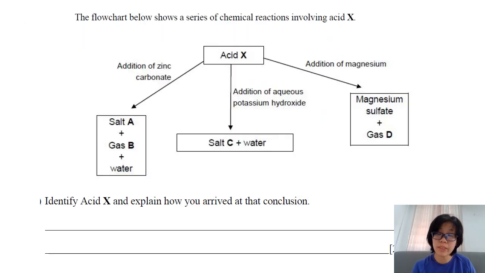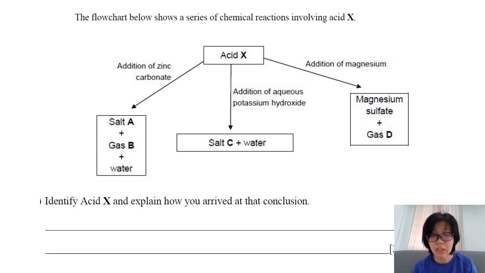Okay, so besides MCQ, we also have this open-ended question. So we recall again what we learned: acid plus carbonate gives salt plus carbon dioxide plus water, acid plus metal gives salt plus hydrogen, acid plus base or acid plus alkali gives salt plus water. So let's take a look at this. They want us to identify acid X. We look at all these, what kind of acid would it be?